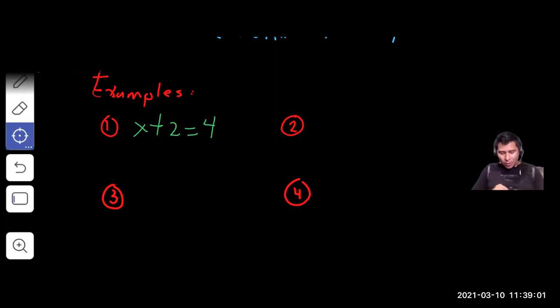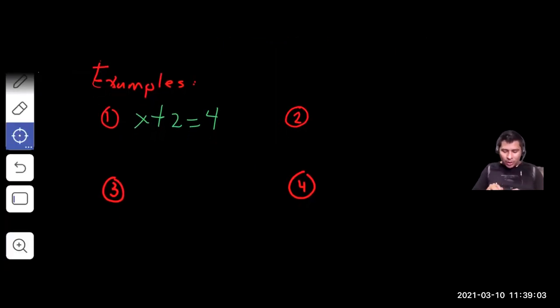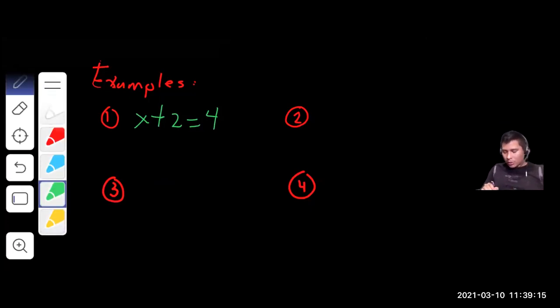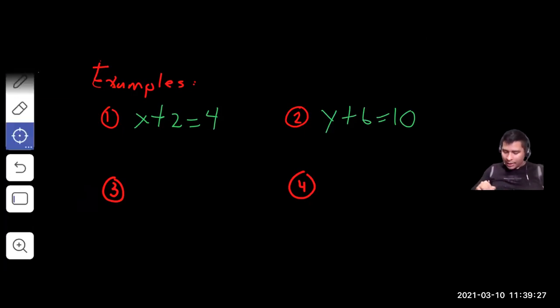Why is this an equation? Can someone tell me why? Because it has an equal sign. This one equals. That's why this is an equation. Let's have a look at another one. Number 2: y plus 6 equals 10. This one is an equation too because you got an equal sign. That is the key: if you got an equal sign, you say, that's an equation.